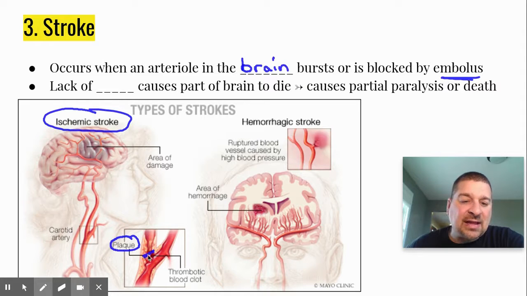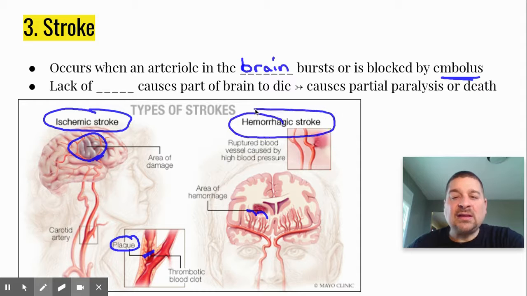So there's a blood clot in there and it's cutting off the supply of blood to this area in the brain. Whereas a hemorrhagic stroke is where a vessel kind of blows open and blood is leaking out into the brain. We don't want that either. So you can have a stroke by either a blood vessel being blocked or bursting open.